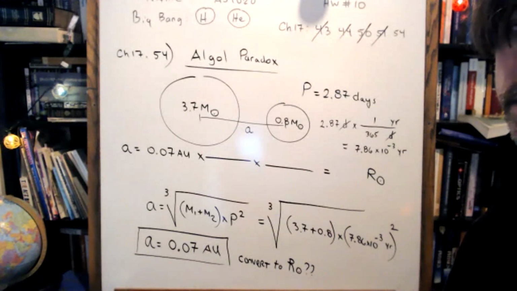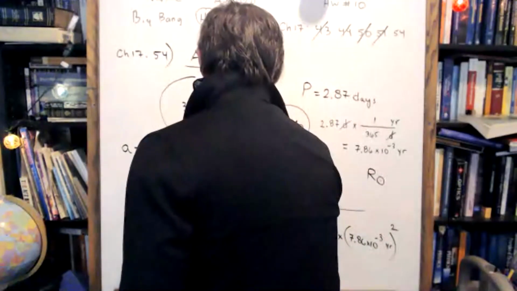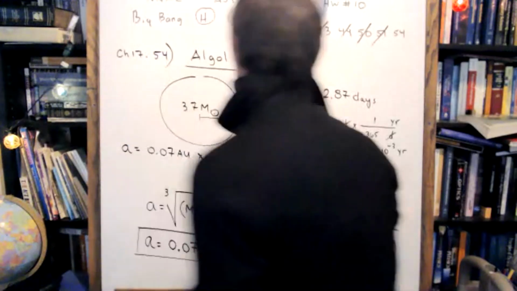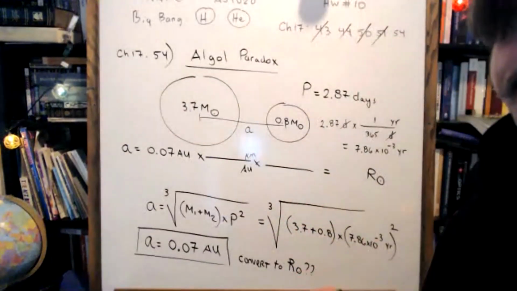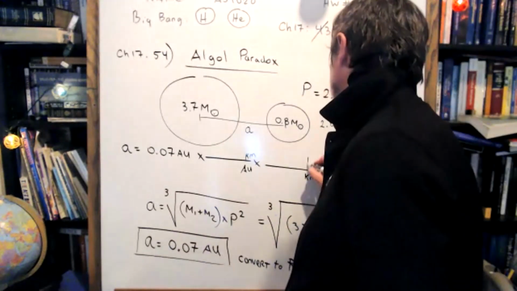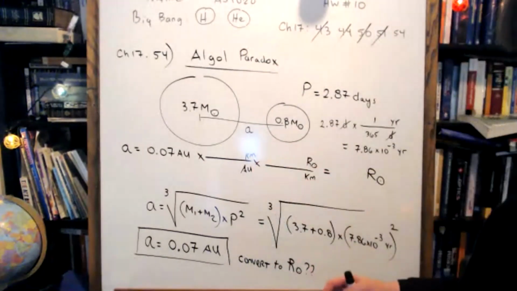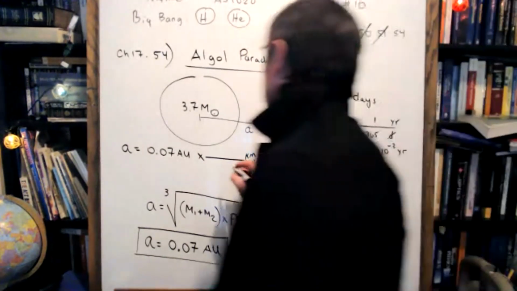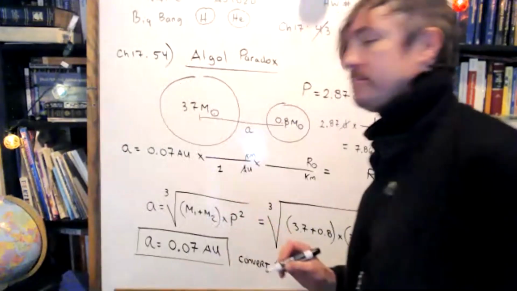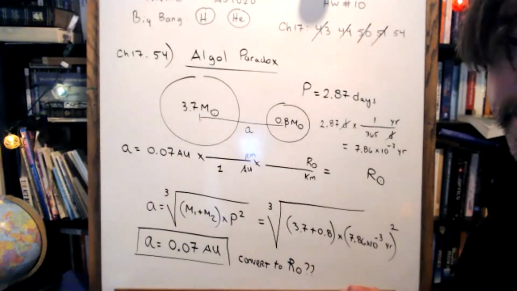Maybe from AU to kilometers, because we know that conversion factor. Yes. And then what will the next one be? Kilometers to solar radii. And that's good because we have a conversion. Let's see if you remember them. So 1 AU is how many kilometers? I don't remember. Vladimir remembers. How many kilometers in 1 AU?